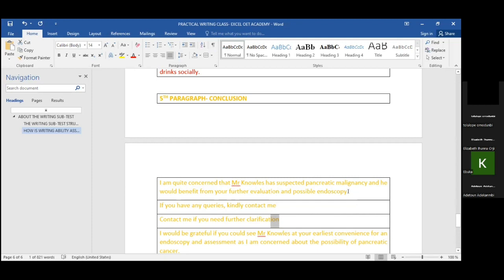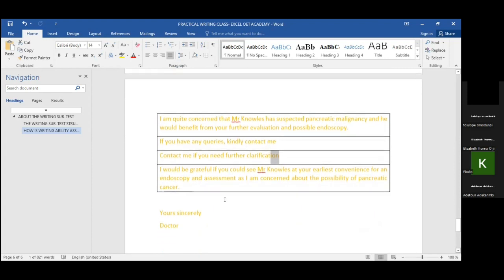This place I wrote endoscopy. This other information that you can write, if you have any queries, kindly contact me, or contact me if you need further clarification, they don't add to your word count, but they add to your scores. I should expect that as I'm seeing your writing, this is really the last thing I should be seeing before saying yours sincerely or yours faithfully.